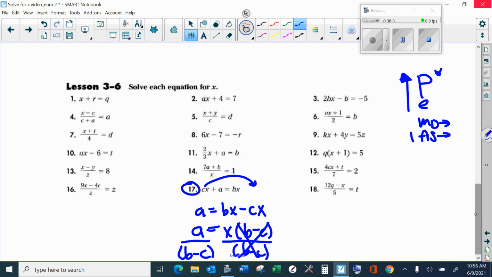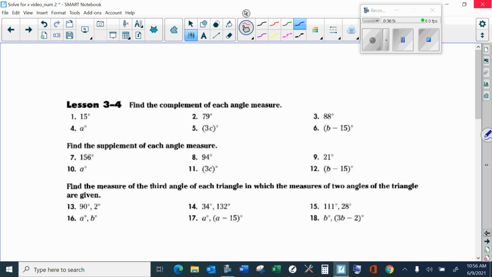Now, if it was on a test, you wouldn't put it in parentheses. There you'd have a division bar, you'd put the a in the top and you put b minus c in the denominator only. Okay, and that does it. So that gives you the basics on solving for x.